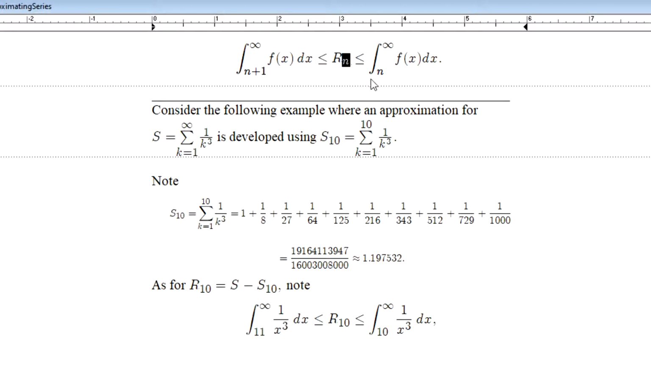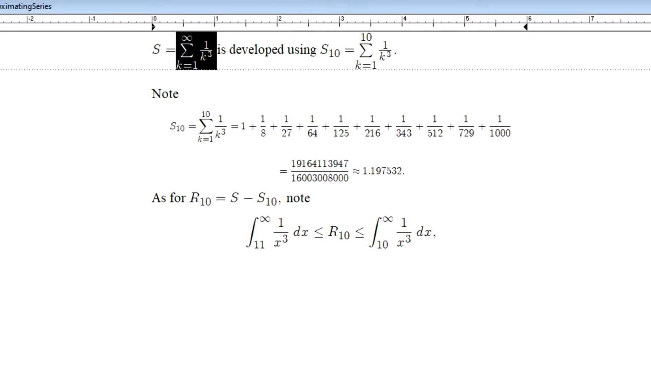And since n is 10, our upper bound on r sub n is going to start at an improper integral of 10 to infinity. As for function f of x in both of these integrations, that comes from a functional description of the kth terms in our infinite series. 1 over k cubed expressed in terms of x is just 1 over x cubed, and we're going to integrate that improper integral with respect to x. We should expect a convergent result here, folks, because we are dealing with the case for a convergent p series.